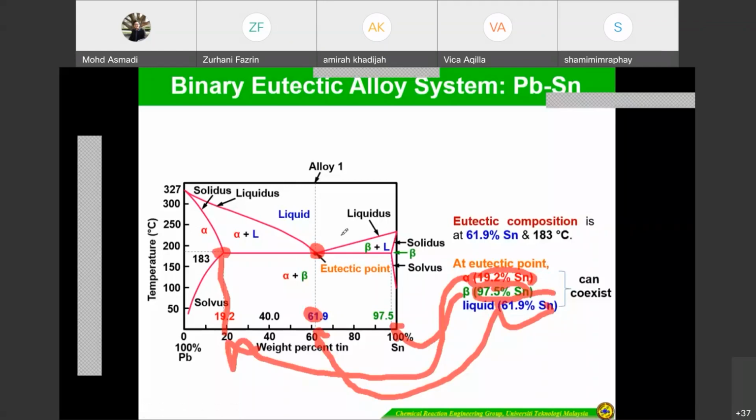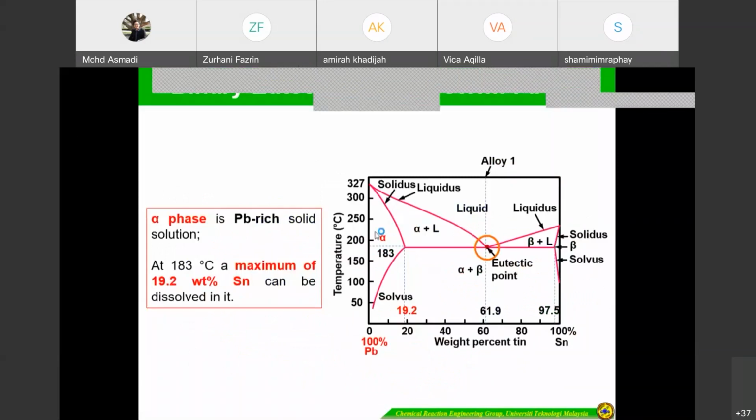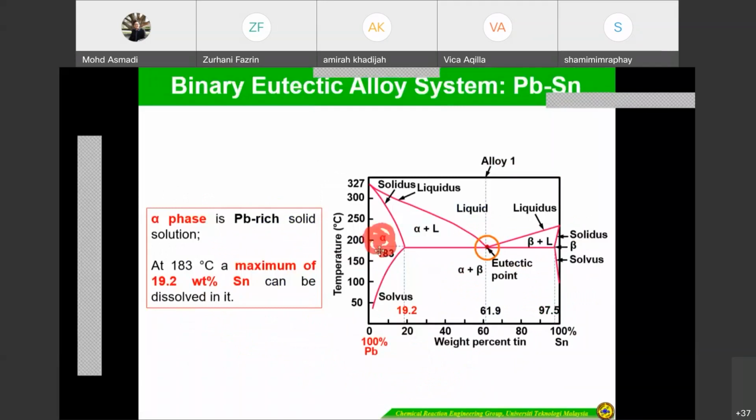If you look at the binary eutectic alloy system for lead and sternum, the alpha phase is lead rich. This is a solid solution alpha phase, because all of this is rich with the lead, or plumbum. At 180 degrees C, it dissolves a maximum of 19.2% of sternum.